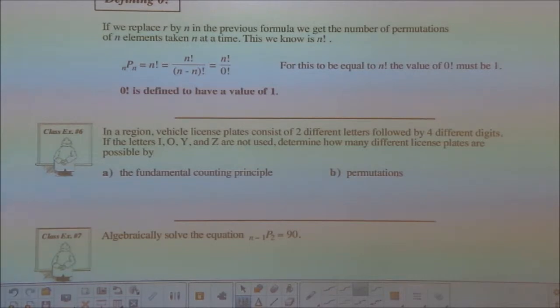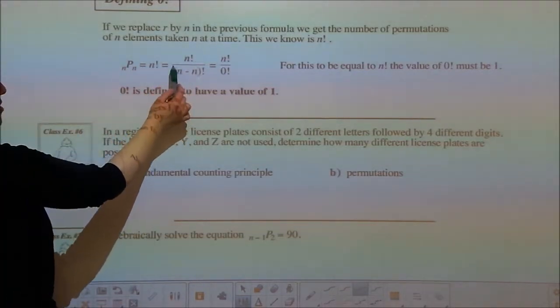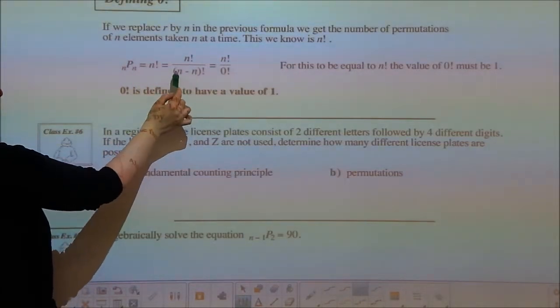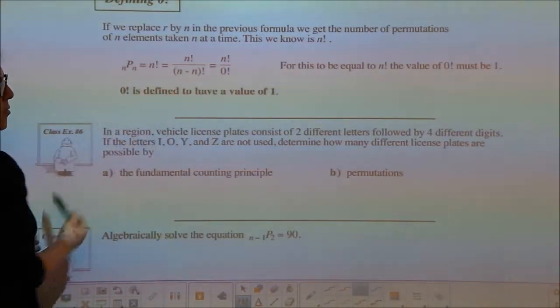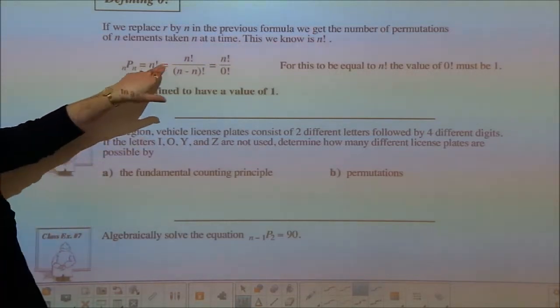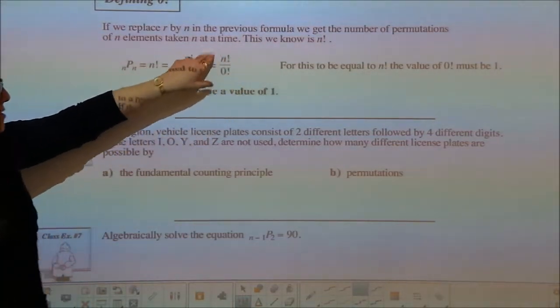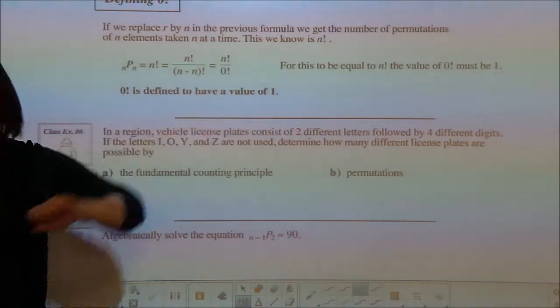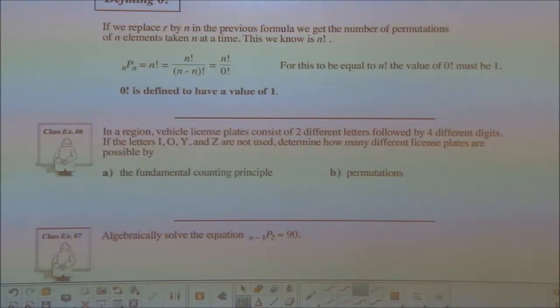If I use the formula, it is n factorial over n minus r, which in this case r is equal to n. So I get n minus n, which is 0. Well, in order for n factorial to be equal to n factorial over 0 factorial, 0 factorial has to have a value of 1. So 0 factorial has to equal 1. And that really is the best explanation for it at this point.